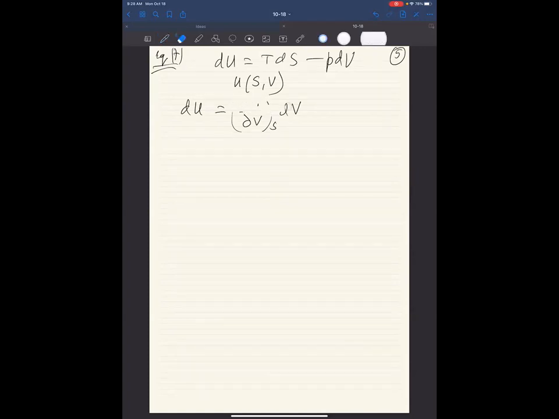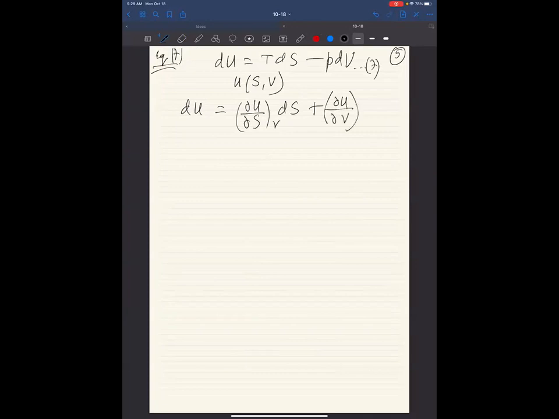Actually, let me write down the other side first. Sorry about that, so we can directly compare it. So I can write it down as partial U by partial S at constant V multiplied by dS plus, this was equation 7, plus what should be the second term? Partial of U with what? V at constant what? S. dV.